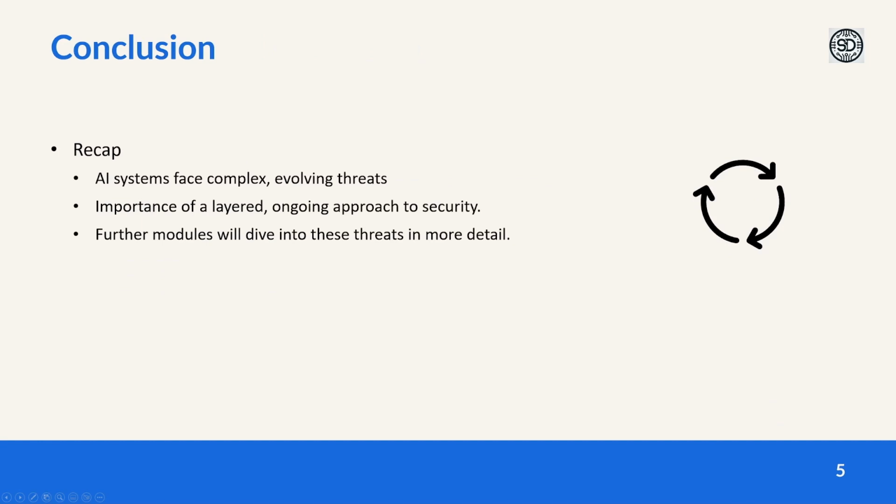To sum up, AI systems face a wide range of threats that can target any stage of their life cycle. We've touched on adversarial attacks, data poisoning, bias exploitation, and emerging risks like supply chain vulnerabilities. Moving forward, it's essential to understand that securing AI systems is an ongoing process. The threat landscape will continue to evolve, and so must your strategies to mitigate these risks.